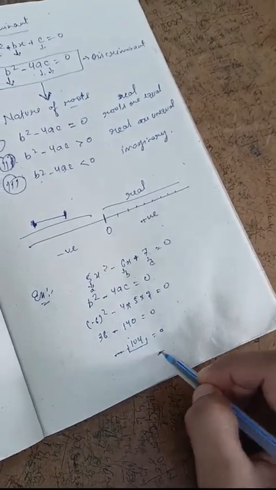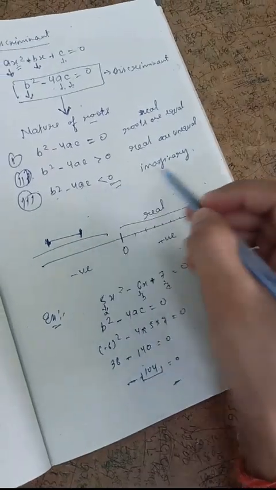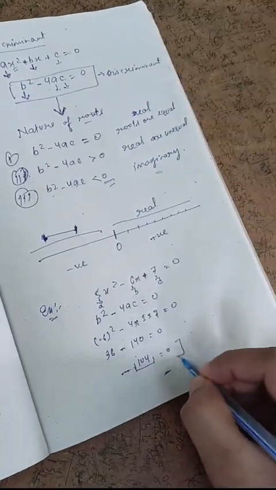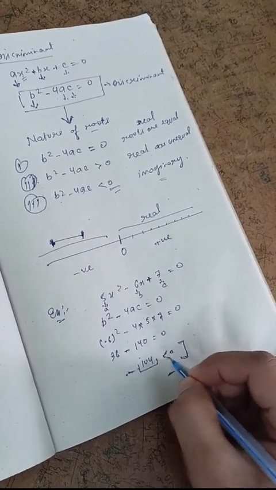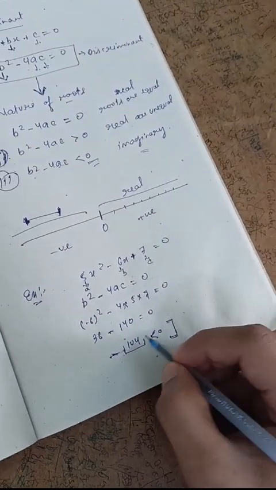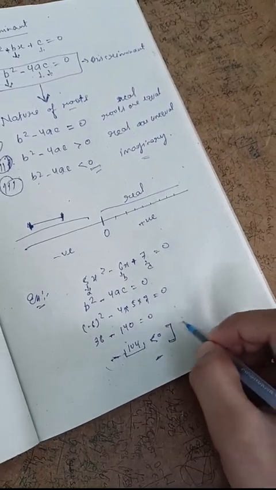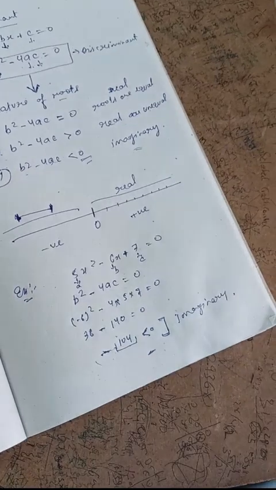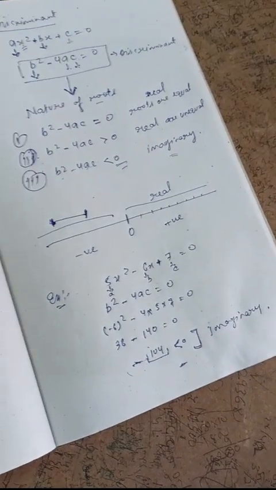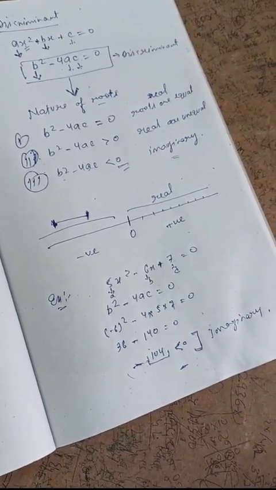This matches with imaginary numbers. This means that the value of this discriminant is less than 0. The value of this discriminant being less than 0 simply means the nature of this root is imaginary. Like that, we can find the nature of any root, the nature of any quadratic equation.